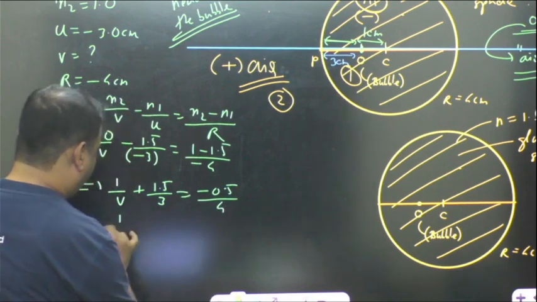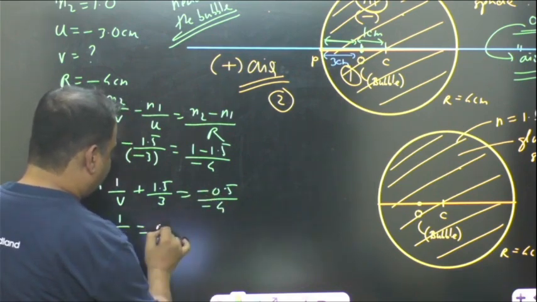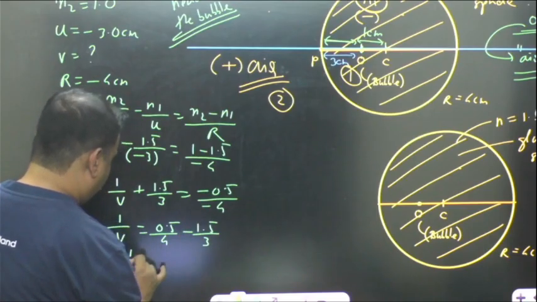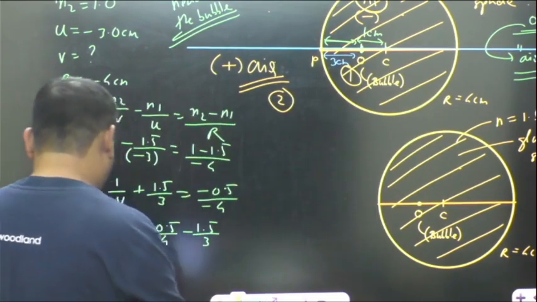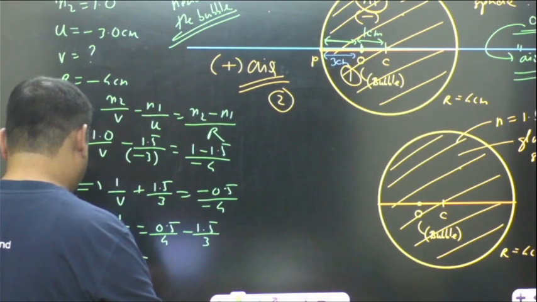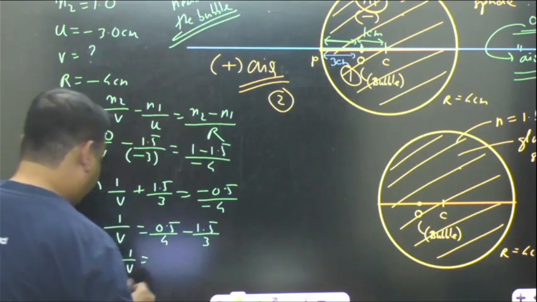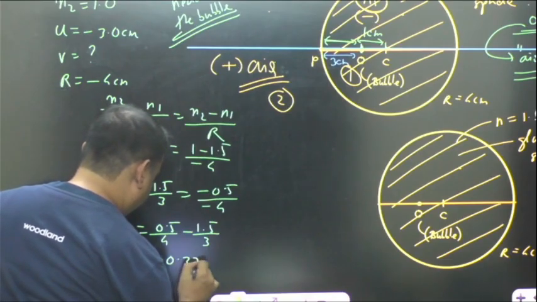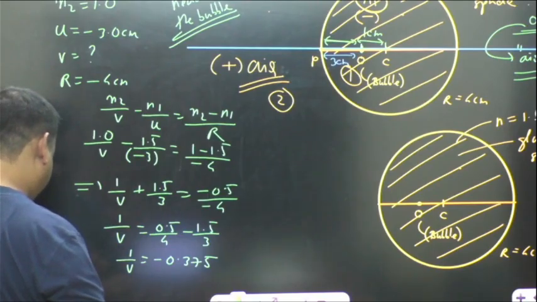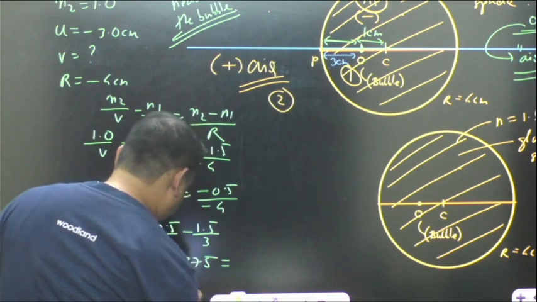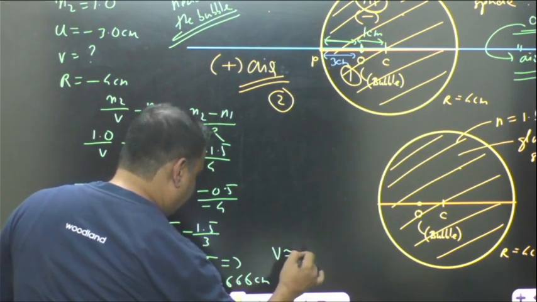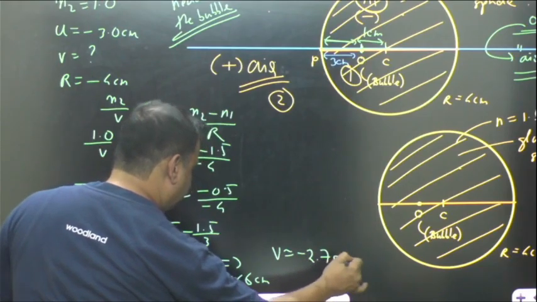So 1 by V will come to be minus 0.5 by 4 minus 1.5 by 3, that is, 0.5 divided by 4 minus 1.5 divided by 3. So we'll get minus 0.375. So V will come to be how much? We just have to invert it. So V will come to be minus 2.666 centimeter. You can approximate it as minus 2.7 centimeter.